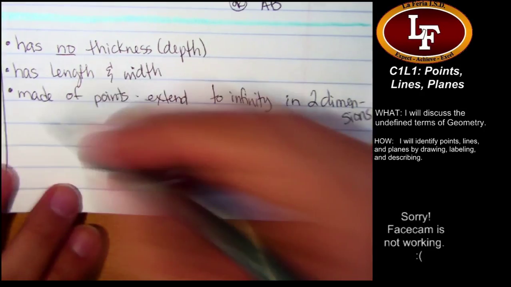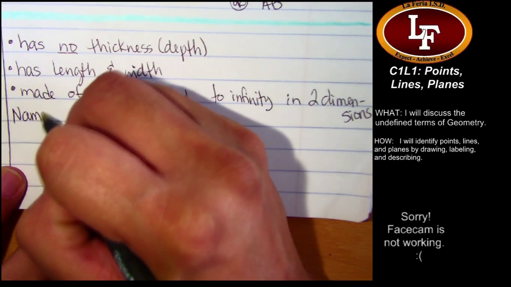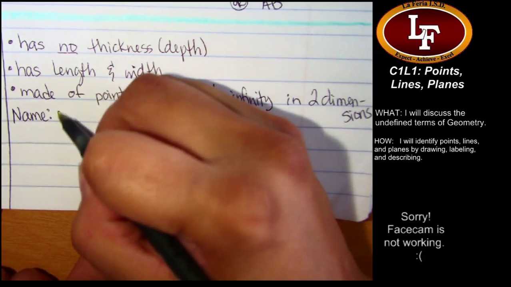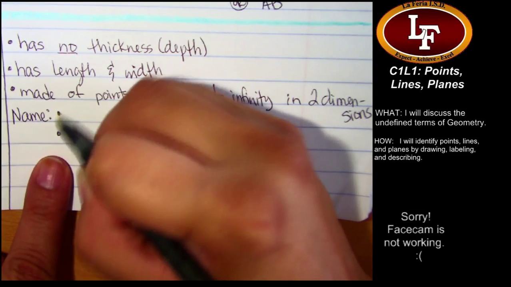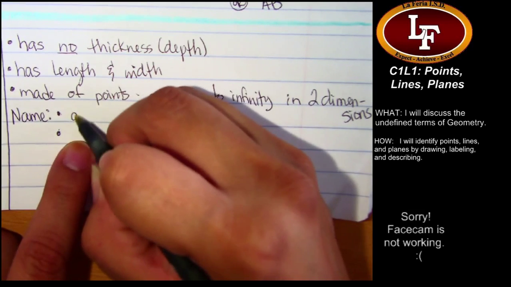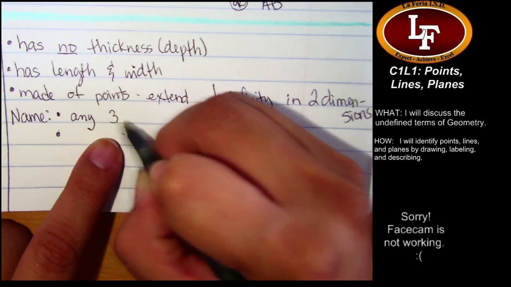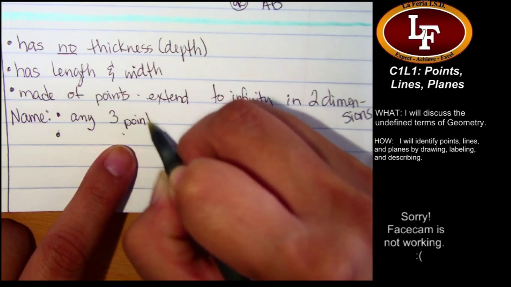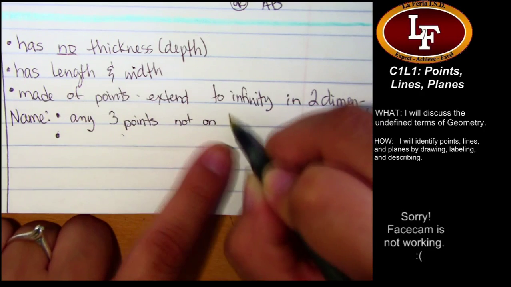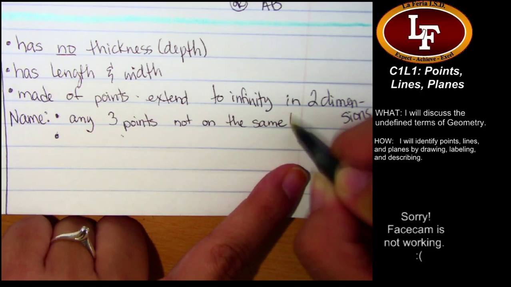Three dimensions. All right, let's talk about how to name our plane. Like the line, you have 2 ways to do it. We are nearing the end of this. You guys are doing amazing. Stay with me for just a few more moments. The first way is to take any 3 points and make sure that they're not on the same line.